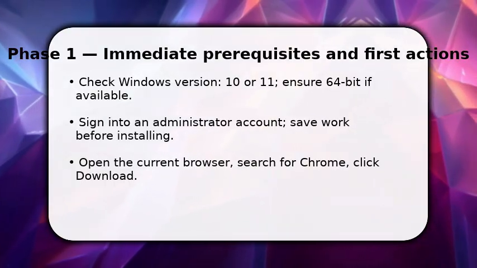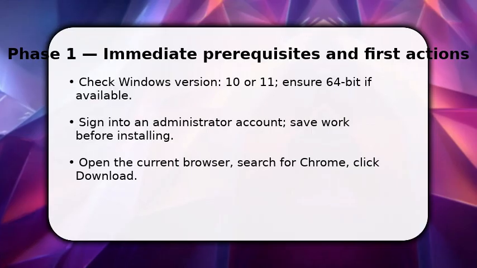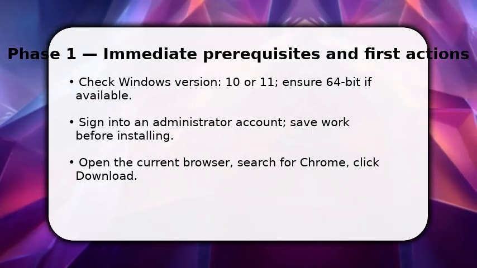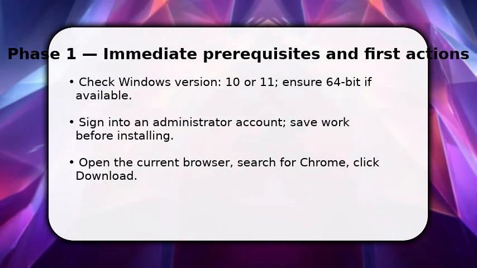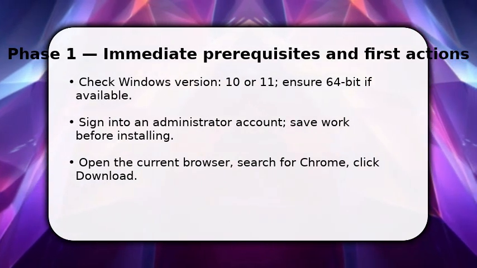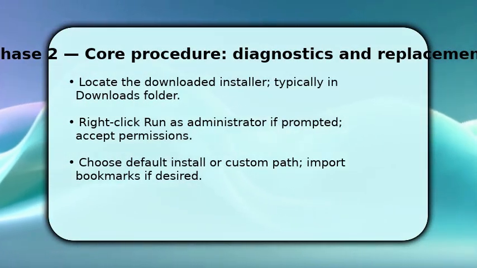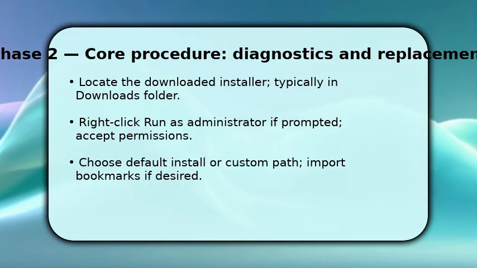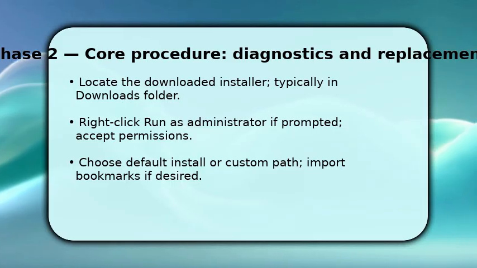When the file finishes, don't rush, confirm the download location, and note the installer name so you can run it in the next step without searching. You should run the installer now, navigate to Downloads and double-click the Chrome setup file. If Windows asks, choose Run as administrator so installation can modify system folders. Accept the user account control prompt, because this gives Chrome required permissions.